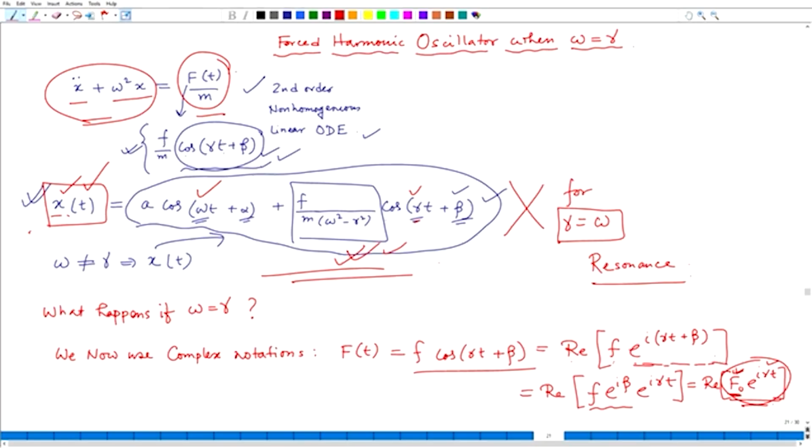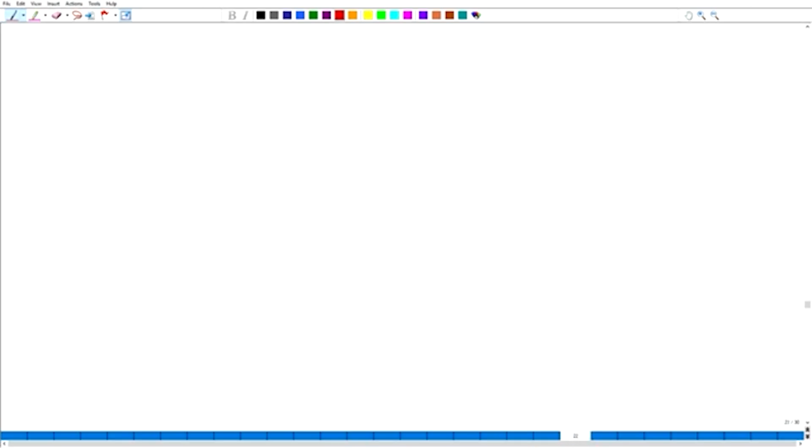Okay. So, we write here F e^{iβ} is the complex amplitude. You see that the initial phase part, or the epoch part, is actually absorbed in the complex amplitude part. So, if you write the complex amplitude notation, then there should not be any term with the beta or the initial phase separately. Now, what can I do with this?